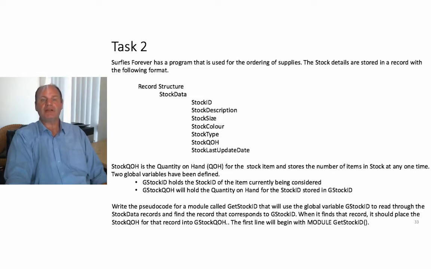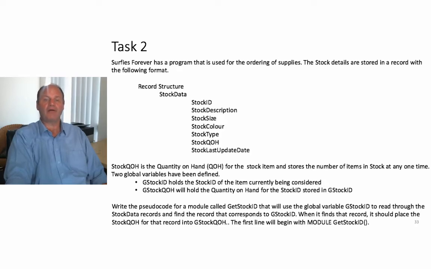Now, as we read a little further down, there is a variable that is called GStockID. This is already holding a value which needs to be matched to the items that are being searched for in the stock data record. A second variable, GStockQOH, will eventually hold the stock QOH value when a match is made.